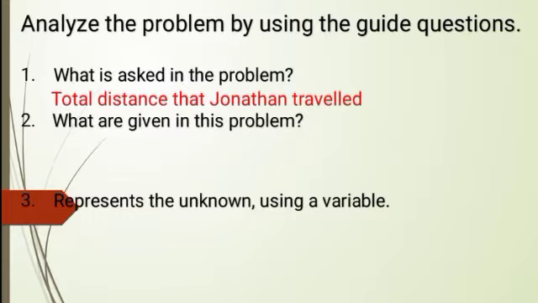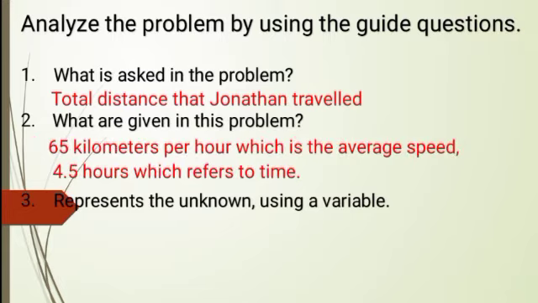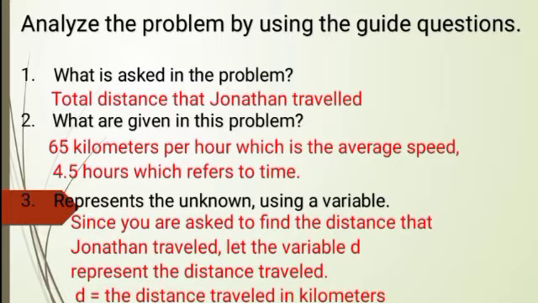Number 2. What are given in this problem? So in this problem, we have 65 kilometers per hour, which is the average speed, and 4.5 hours, which refers to the time. Number 3. Represent the unknown using a variable. You can use any variable if you want. Since you are asked to find the distance that Jonathan traveled, let the variable d represent the distance traveled. So d is equal to the distance traveled in kilometers.